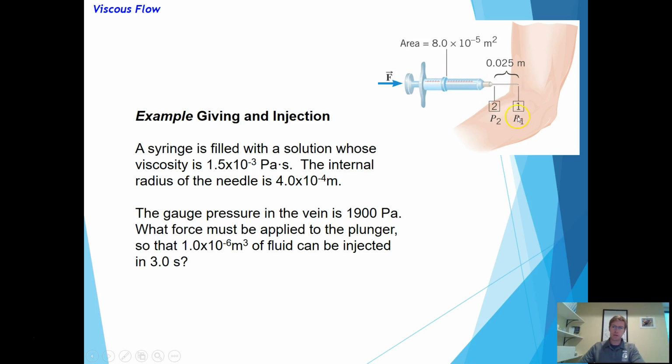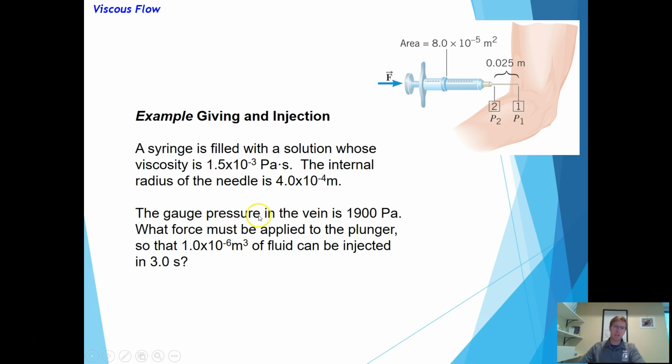So inside my body, there's some pressure, P1. P2 is the pressure at the beginning of the needle. Here's the length of the needle. And here's the cross-sectional area of the plunger, and F is the force that my mom's applying. So there's a fluid inside of here. Let's say it has a viscosity of 1.5 times 10 to the negative third Pascal seconds. And the internal radius of my needle, it's a thin needle, so it's only 4 times 10 to the negative fourth meters. That's the radius. Makes sense, it should be small.